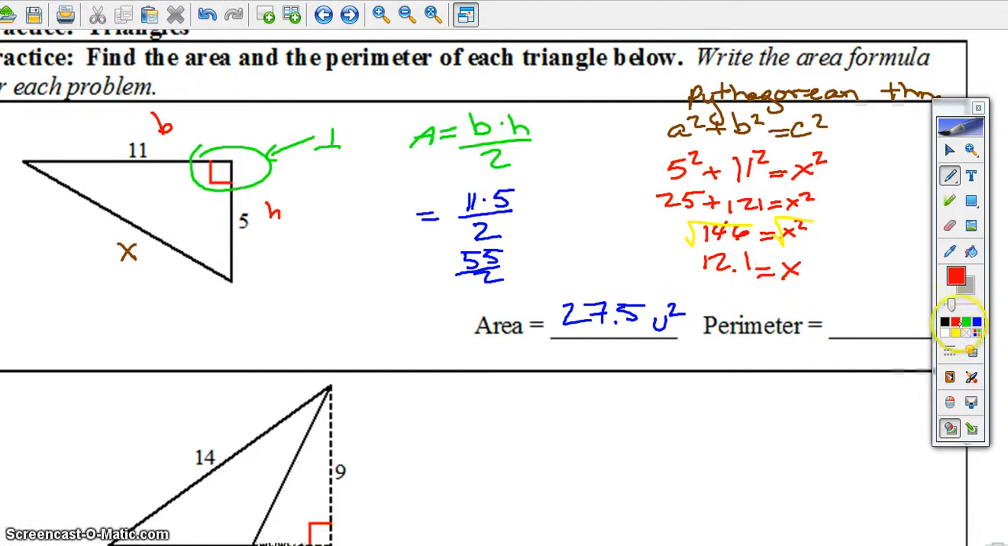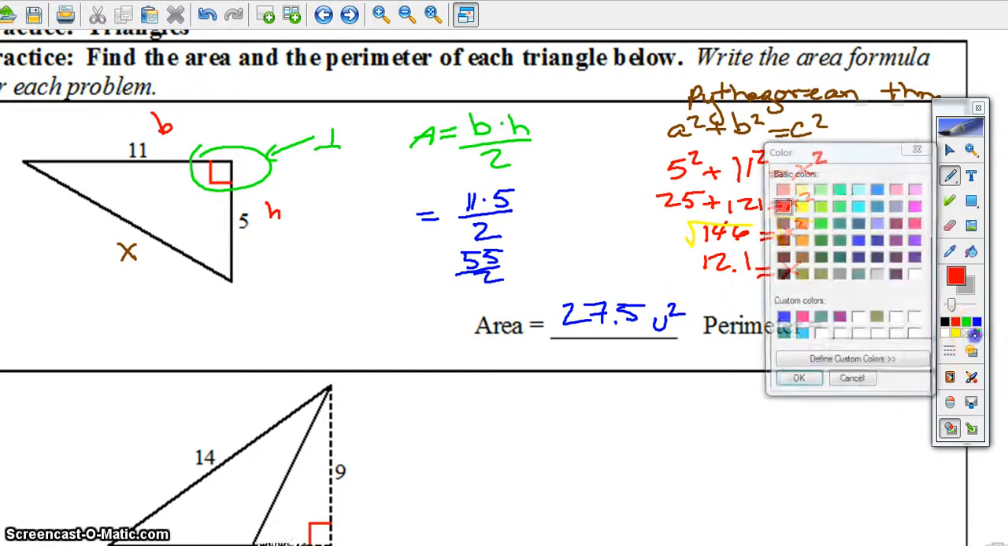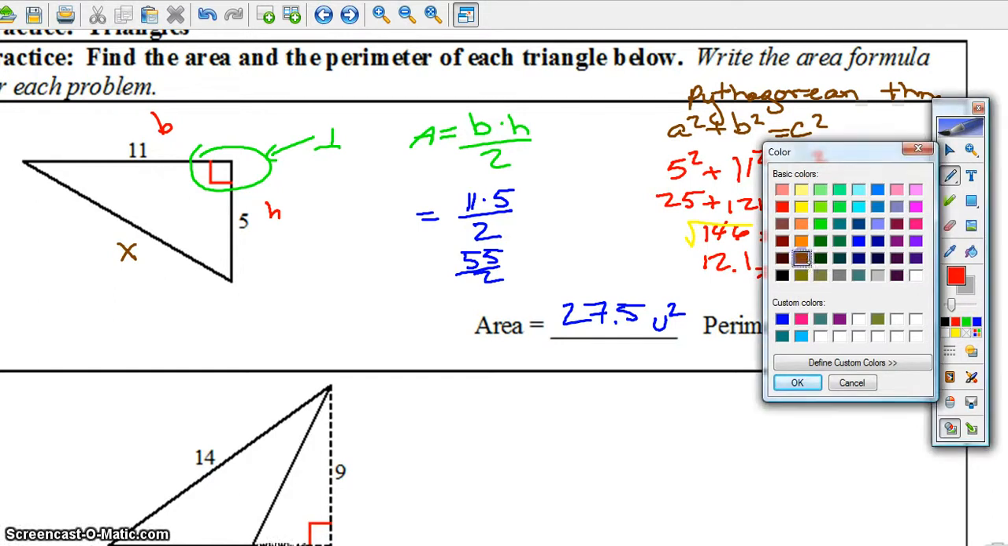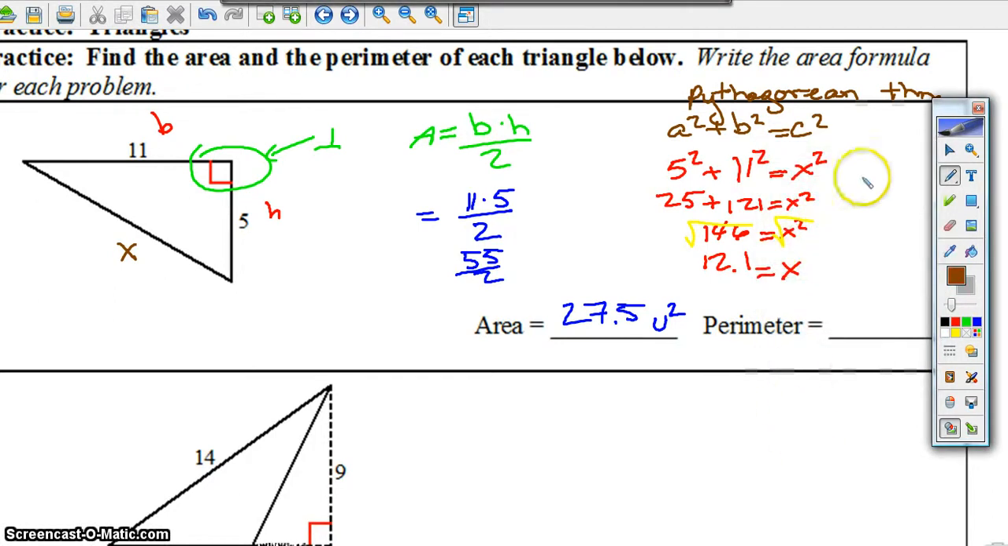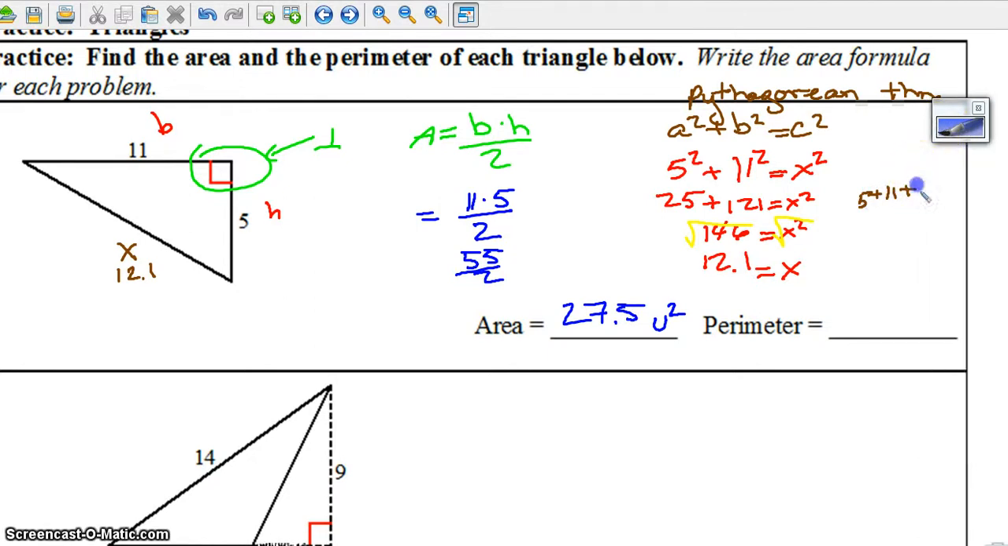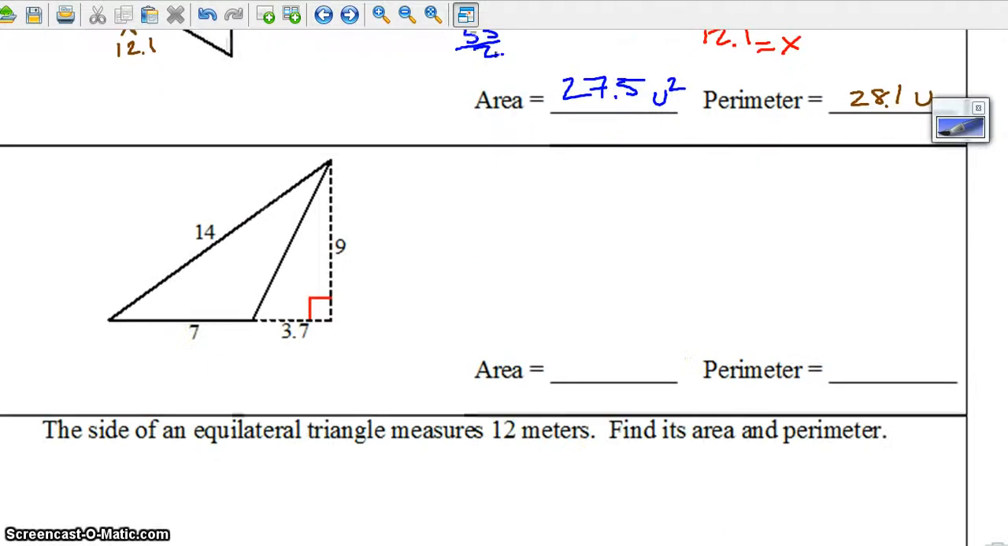Our perimeter is all the sides added up. So I'm going to go back to that ugly brown color, whatever that color is. So if we know this is 12.1, we're going to add up all the sides. So we're going to do 5 plus 11 plus 12.1. So this is 16, and that's 12.1, so it looks like it's going to be 28.1 units. Okay, let's move on to the next one.